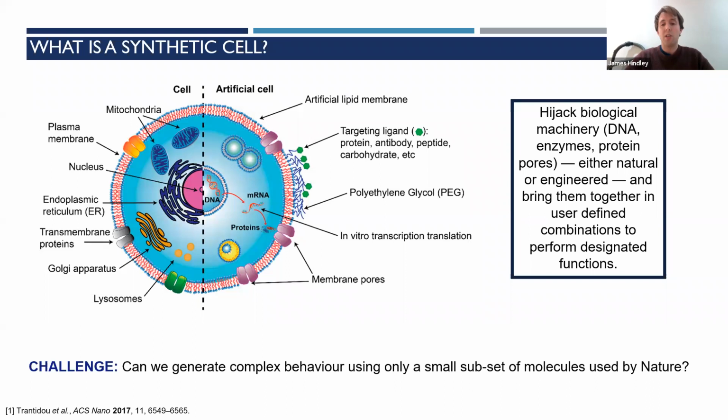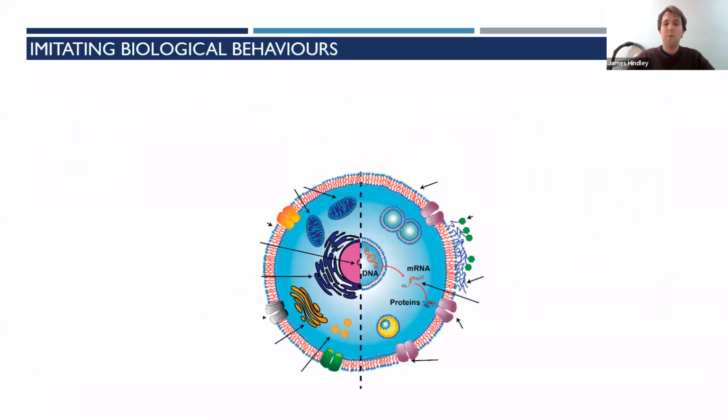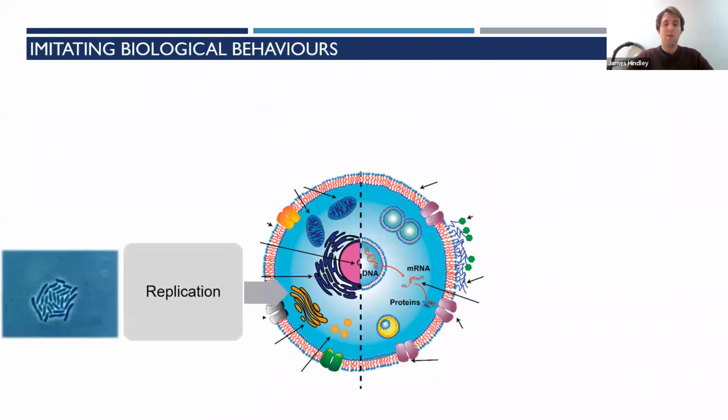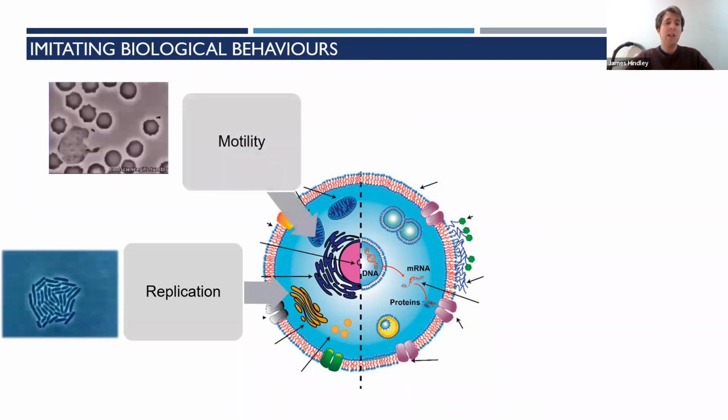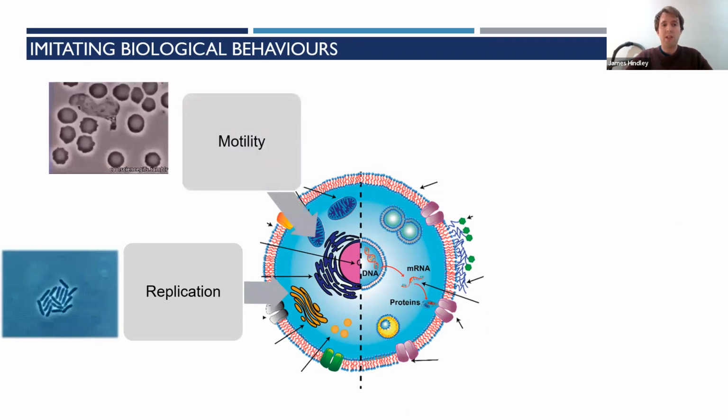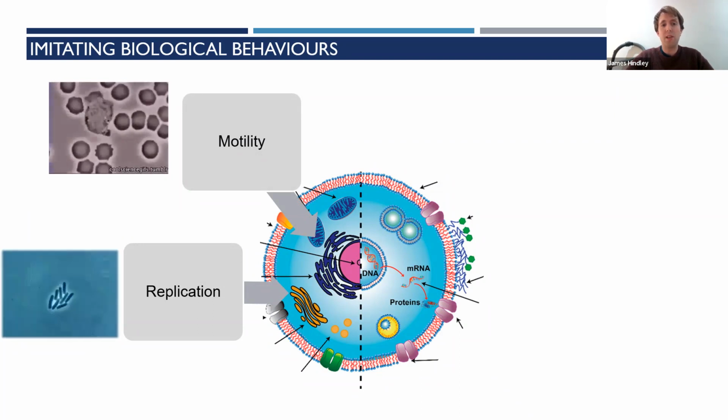As a challenge, we really want to generate complex behavior using a small subset of molecules, an absolutely tiny number when we compare it to a living cell. By behaviors, I'm thinking about the archetypal things that we think of as alive. For example, it can move around. We have the classic example here of a phagocyte chasing bacteria.